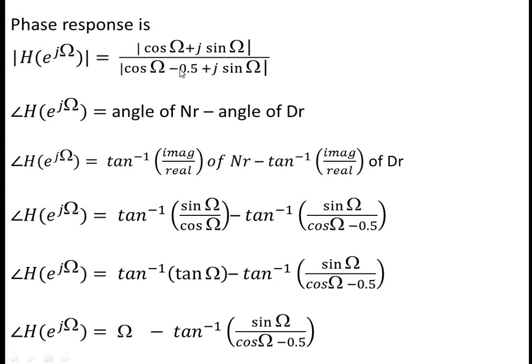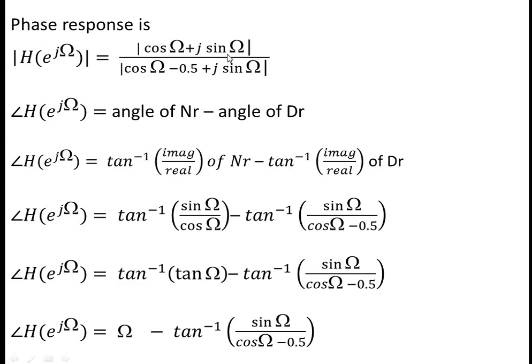So here is the general question, in the form of the DTFT. Now we are going to take the angle. If it is in transfer function form, the formula for finding the phase angle is the angle of the numerator minus the angle of the denominator. The angle is tan inverse of b by a, where b is the imaginary value divided by the real value. So this is the formula: tan inverse of imaginary by real of the numerator minus tan inverse of imaginary by real of the denominator.